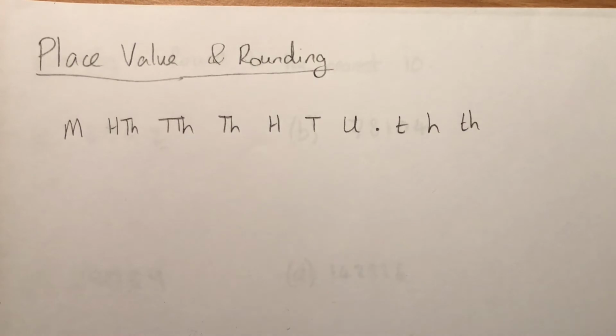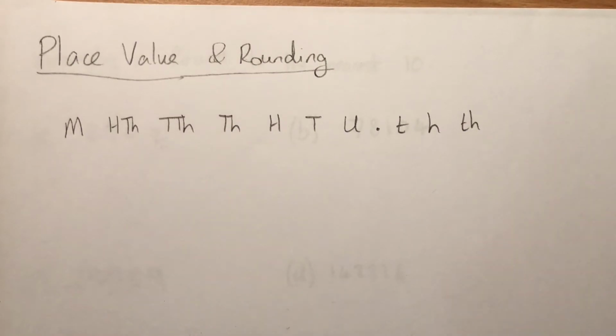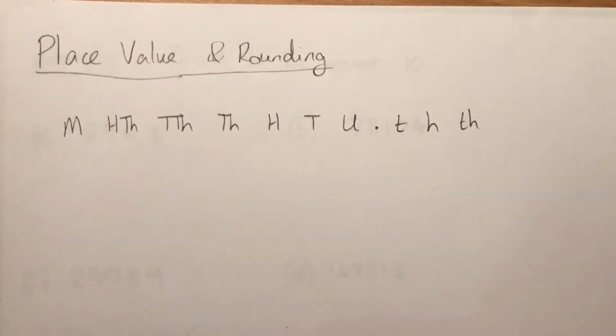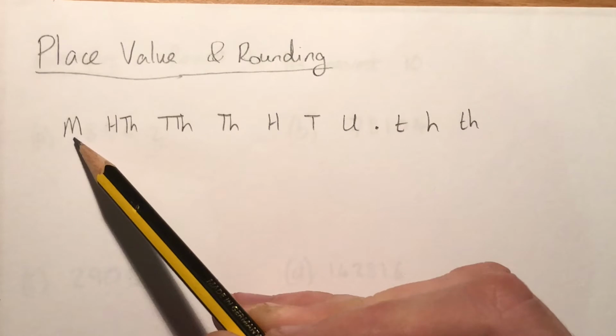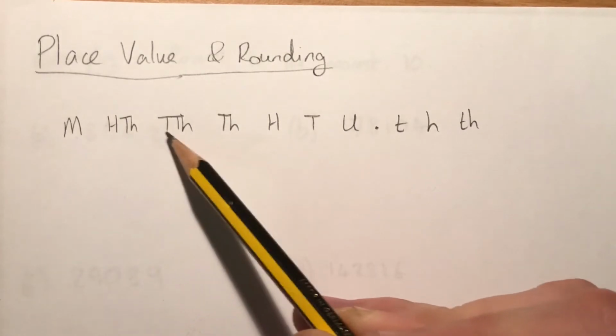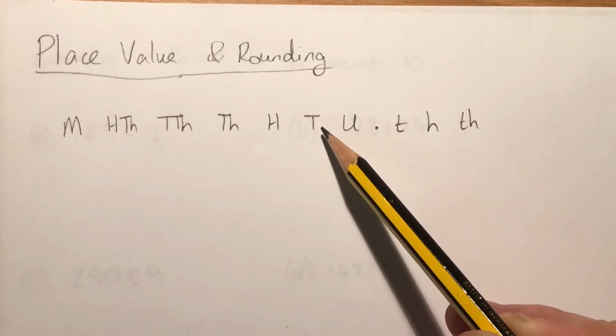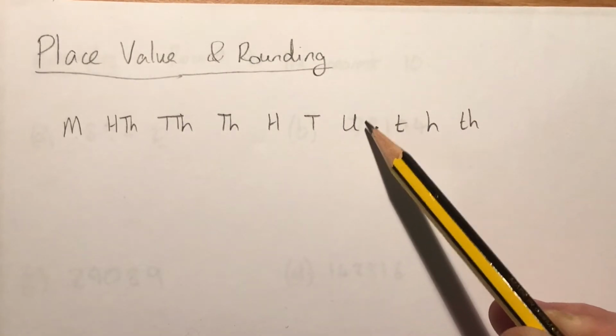value. Now, you'll have done this back at primary school, no doubt, and you'll probably be familiar with the majority of these headings at the top. So we've got M standing for millions, we've got hundreds of thousands, tens of thousands, thousands, hundreds, tens, and most people will know this as units.